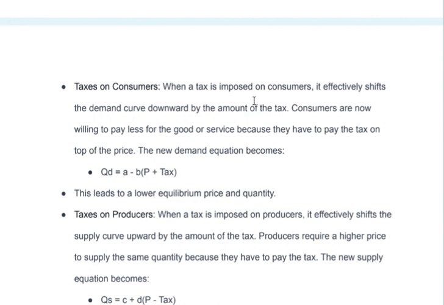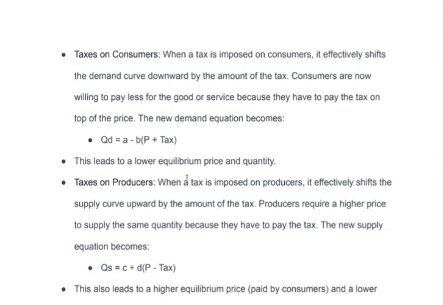Taxes on consumers. When a tax is imposed on consumers, it effectively shifts the demand curve downward by the amount of the tax. Consumers are now willing to pay less for the good or service because they have to pay the tax on top of the price. The new demand equation becomes QD equals A minus B(P plus tax). This leads to a lower equilibrium price and quantity.